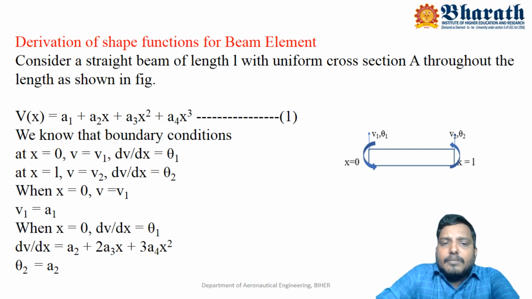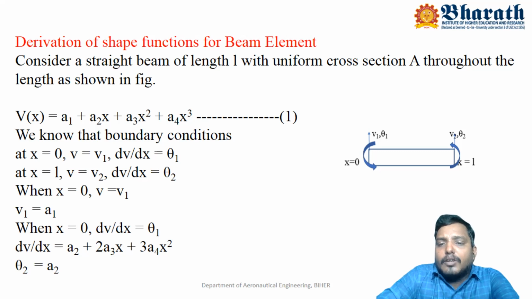Let us consider a beam having a length L with a uniform cross section A throughout the length of the beam, as shown in the figure. The beam element consists of two nodes, each node having two unknowns. One is lateral displacement, another one is rotation. Initially, we assume the beam is axially rigid. Therefore, there is no displacement in the horizontal direction.